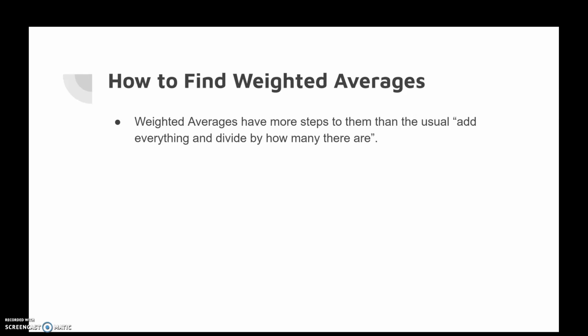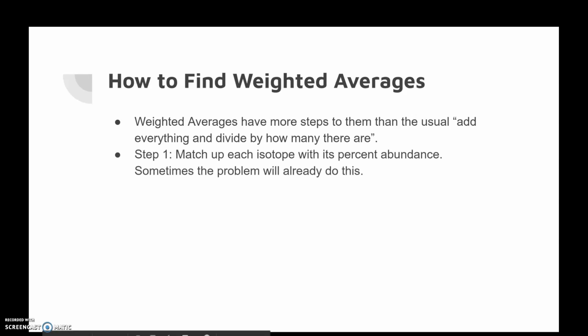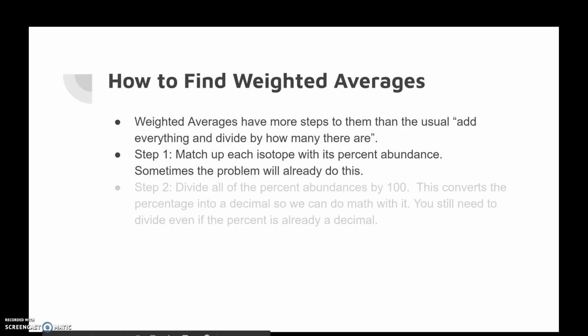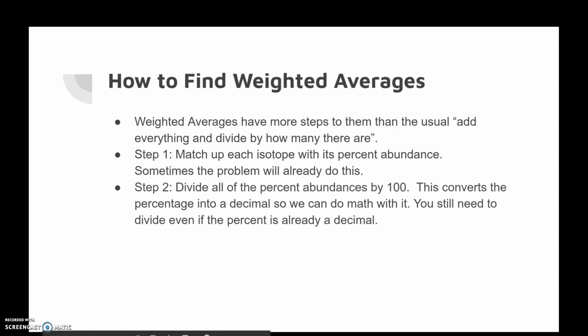Weighted averages have more steps to them than the usual add everything and divide by how many there are. First, you will match up each isotope with its percent abundance. Sometimes the problem will already do this. Next, you will divide all of the percent abundances by 100. This converts the percentage into a decimal so that we can do math with it. You still need to divide even if the percent is already a decimal.